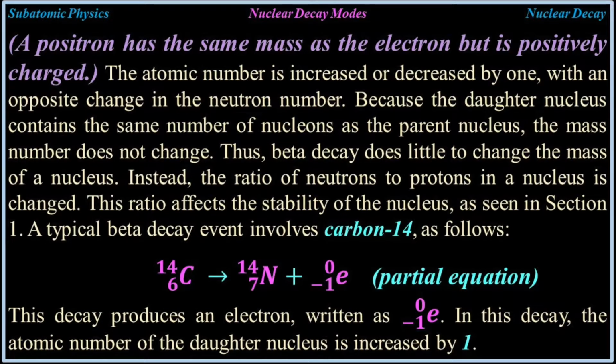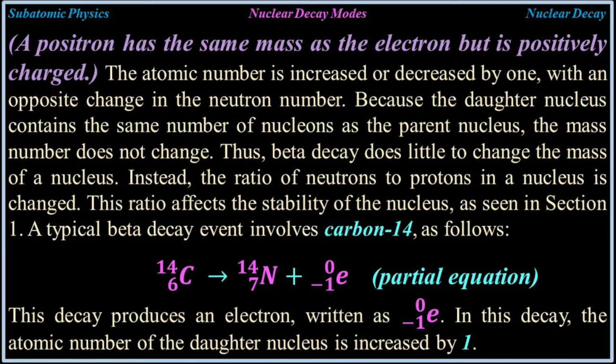A positron has the same mass as an electron, but is positively charged. The atomic number is increased or decreased by 1 with an opposite change in the neutron number. Because the daughter nucleus contains the same number of nucleons as the parent nucleus, the mass number does not change. Thus, beta decay does little to change the mass of the nucleus. Instead, the ratio of neutrons to protons in the nucleus is changed.